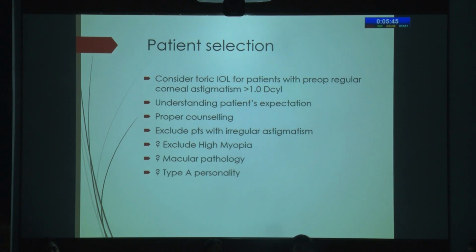cylinder, but we have to ensure that the patient has had proper counseling, and we have to ensure that the astigmatism is regular astigmatism, not irregular astigmatism. Irregular astigmatism, which can happen in, say, pterygium, in Dallin, in other conditions like even corneal foreign bodies, are not good patients for toric IOL. Also, very high myopic patients, chance of postoperative rotation is higher, macular pathology if not stable, and type A personality. Some doctors tend to avoid these patients.